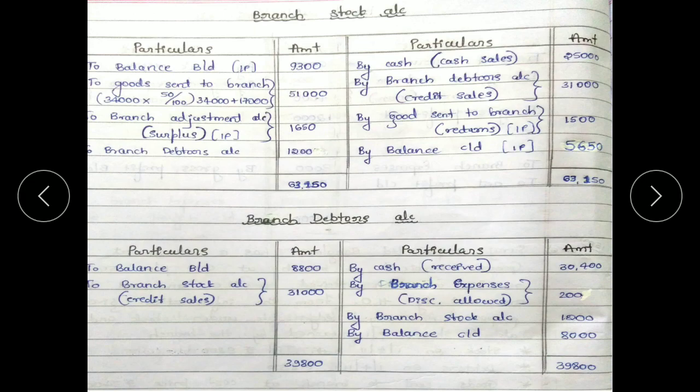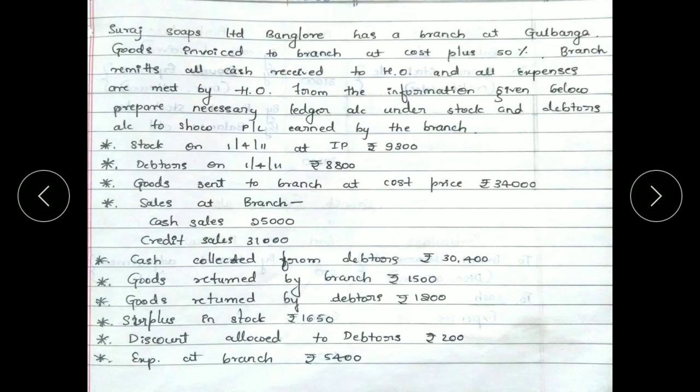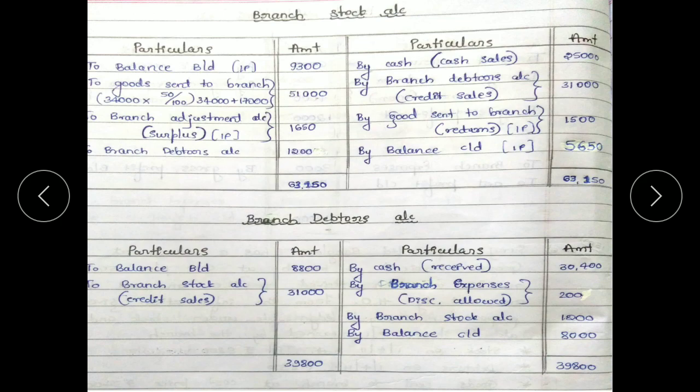Next one, to goods sent to branch. In the question, goods sent to branch is given at cost price, but when we are recording it in branch stock account, we have to record it at invoice price. So we have calculated the loading over here, added the loading to the cost price and included the amount at invoice price. Next, to branch adjustment account, that is for surplus stock.